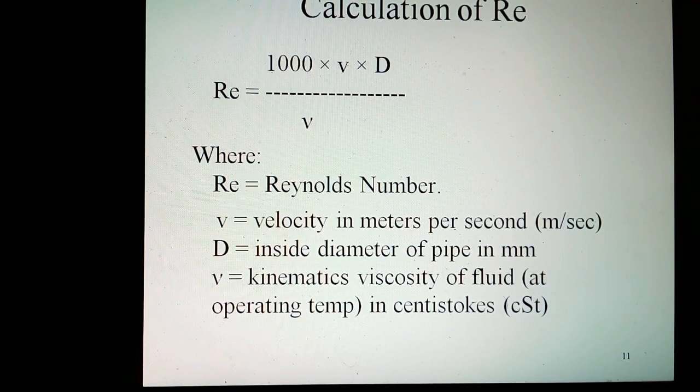Calculation of Reynolds number. Before proceeding to the pressure drop calculations, the Reynolds number needs to be known, where Re equals Reynolds number, V equals velocity in meters per second, D equals inside diameter of pipe or hose in millimeters, and ν equals kinematic viscosity of fluid at operating temperature in centistokes.